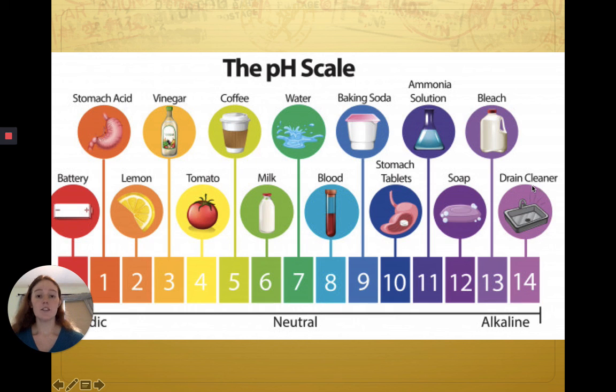All of your cleaners are normally more basic or alkaline. So things like bleach or any kind of dish soap or toilet bowl cleaners, those things are all going to be very basic. Anything that's too basic can be harmful to you. Anything that's too acidic can be harmful to you. So you ideally want to stay right there in the middle with that water at neutral.